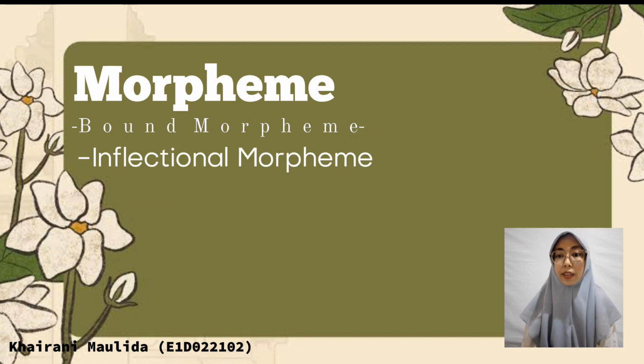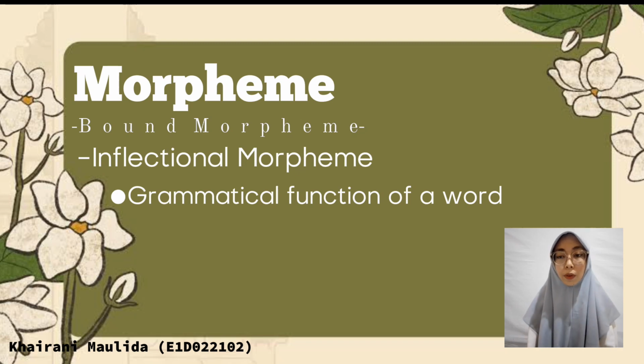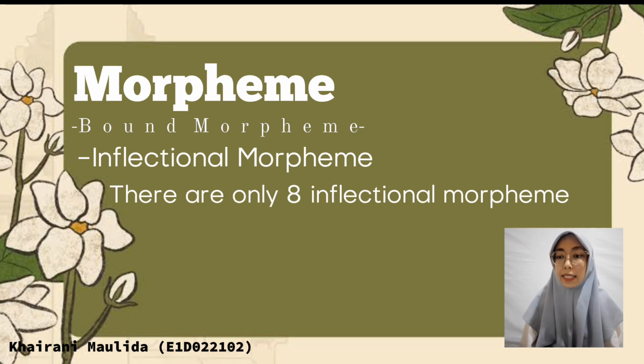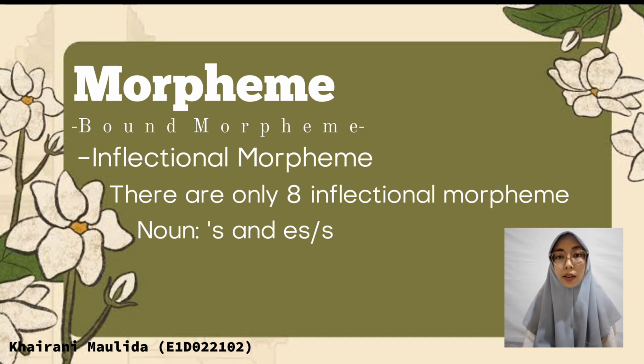The next is inflectional morpheme. Inflectional morpheme defines certain aspects pertaining to the grammatical function of a word. There are only 8 inflectional morphemes in English. All of them are suffixes. Two inflectional morphemes that can be added to nouns are apostrophe s to indicate the possessive case, and s to indicate the plural case.